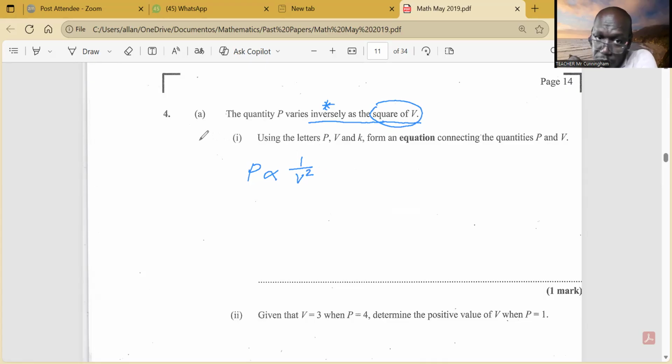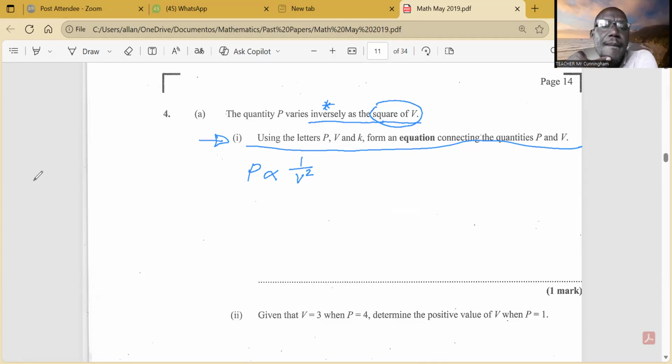Using the letters P, V, and K, form an equation connecting the quantities P and V. Right. So what are we missing in our expression? An equation has an equal sign. So we have to get an equal sign. But what are we missing from what I just read? What are we missing?